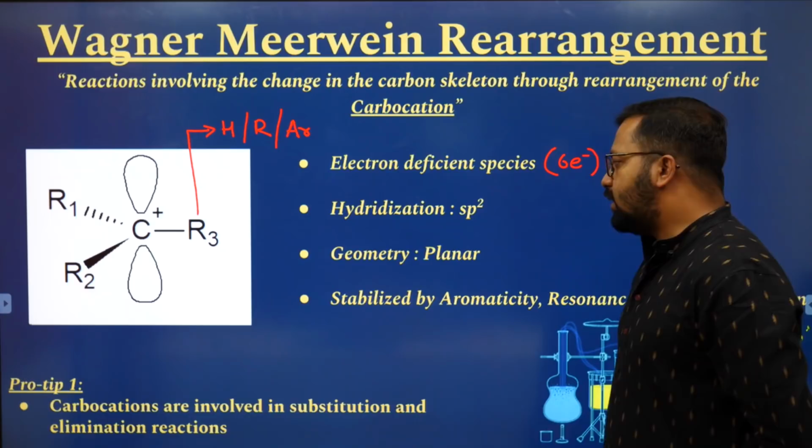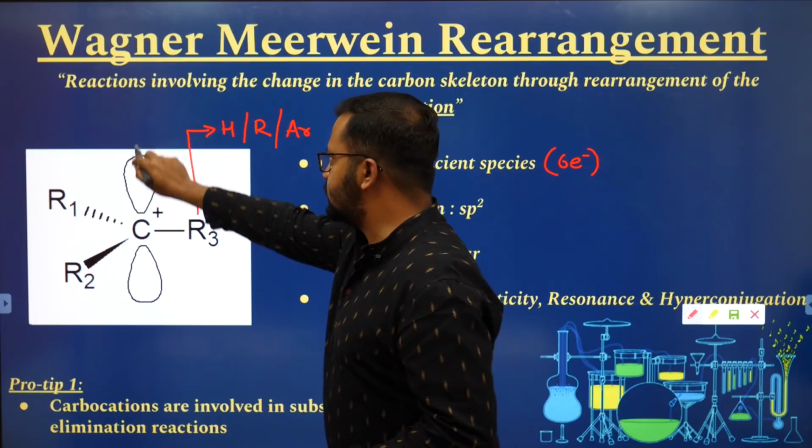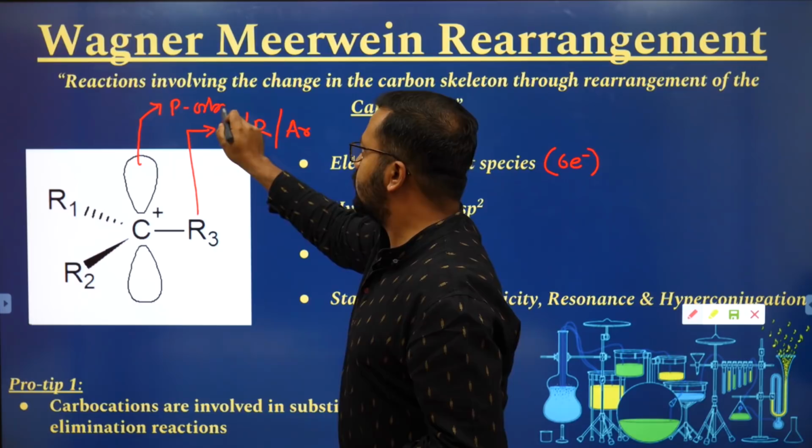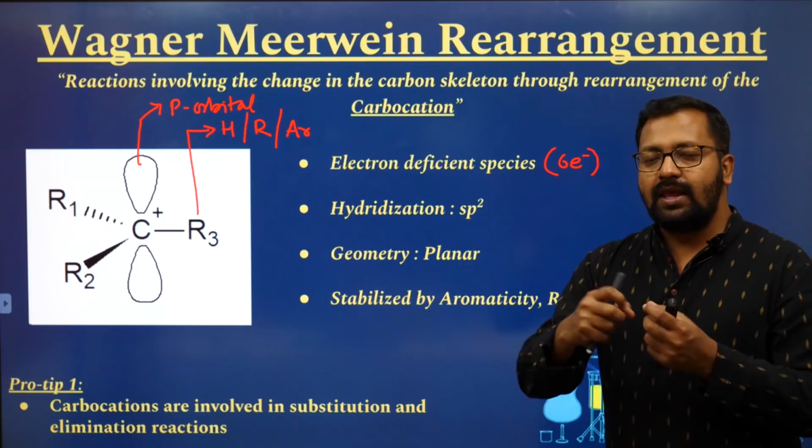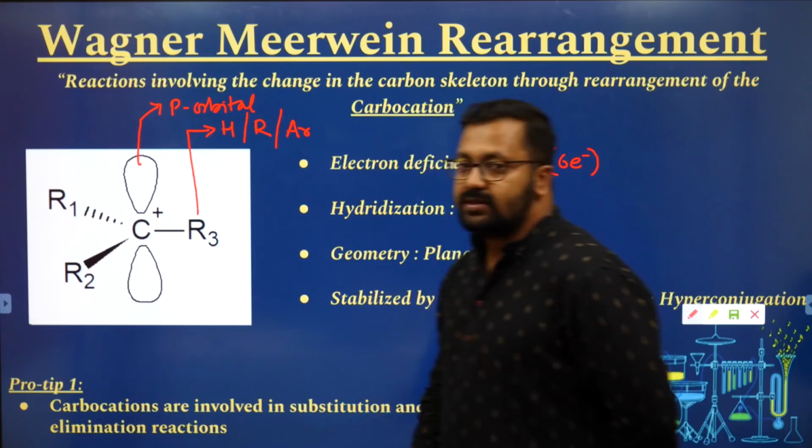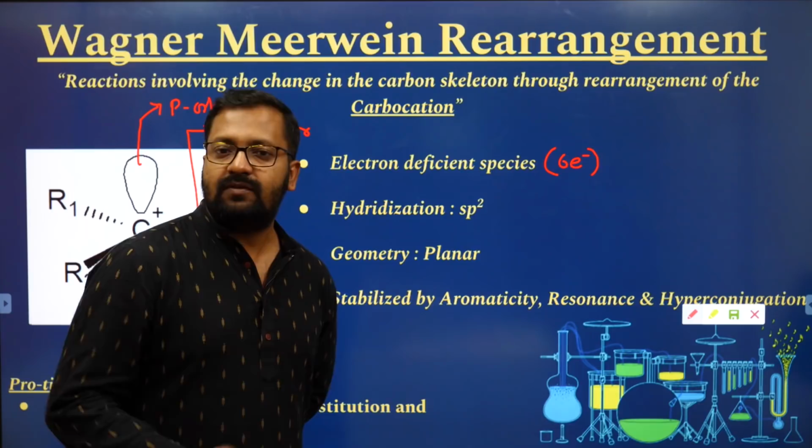And a p orbital. What is this? This is a p orbital, an empty p orbital. We have removed the electrons from here, so it is an empty p orbital. It is stabilized by aromaticity, resonance and hyperconjugation. In the epic GOC series, you must have read about what is aromaticity, what is resonance and what is hyperconjugation.